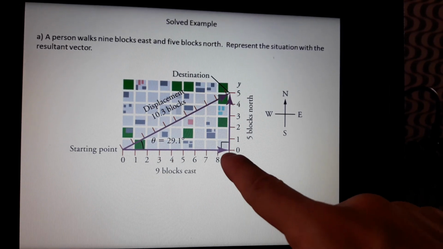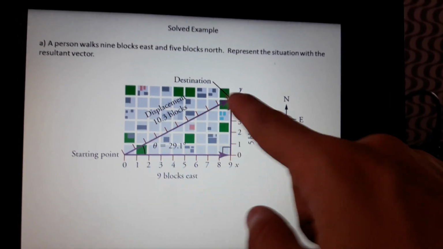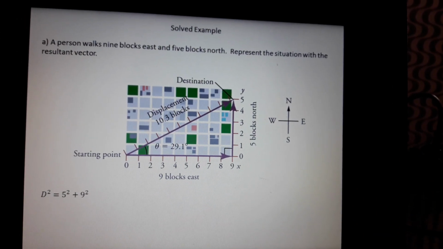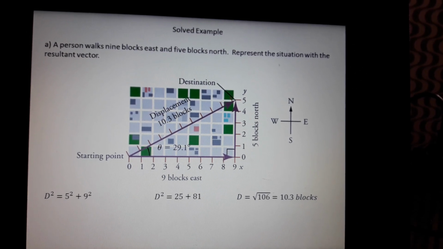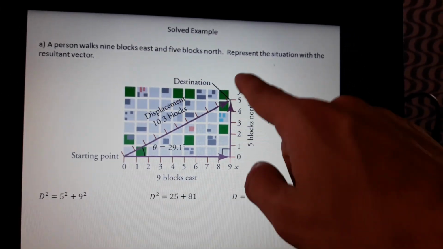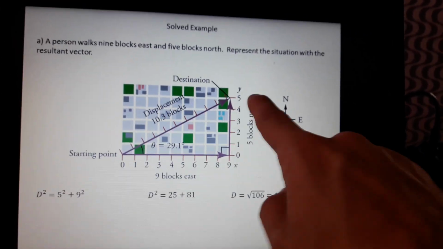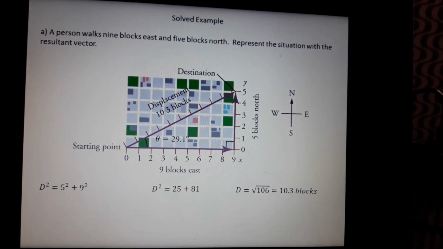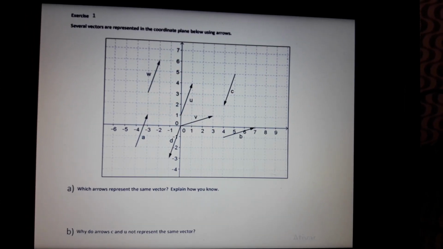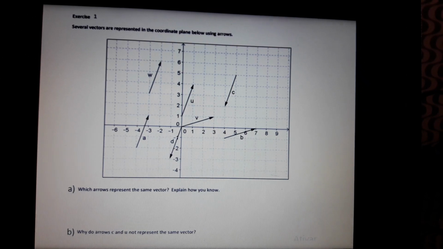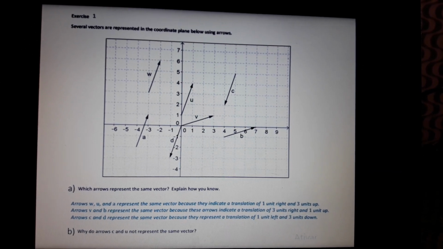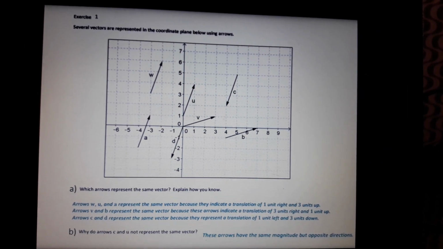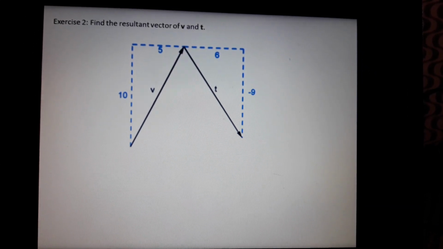Someone walks here and walks here, and how much displacement do we have? You use the Pythagorean theorem to find 10.3 blocks. We have two arrows, two vectors, and we have this displacement here. Now stop here and try to do this exercise. So we have these explanations about the result here. Here again the explanations.